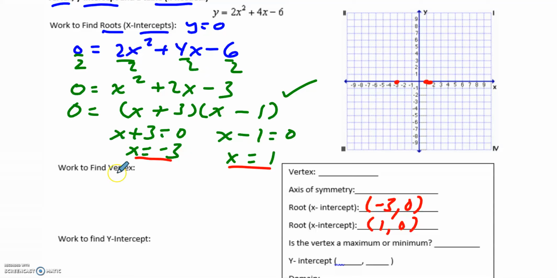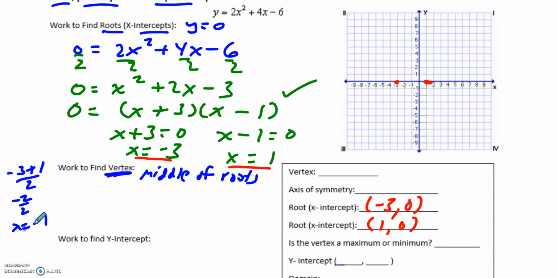Now if I want to find my vertex next, the vertex is always in the middle of the roots. So you could find this by doing one of two things. You could either look at the graph and recognize that -1 is directly in the middle of -3 and 1, or you could find the average. You could do -3 plus 1 over 2, which would be -2 over 2, which is -1. So my vertex, I know that x equals -1.